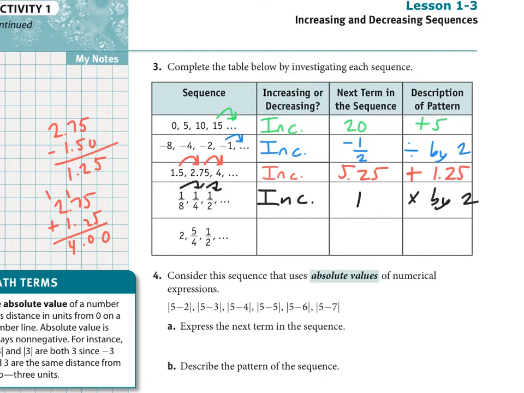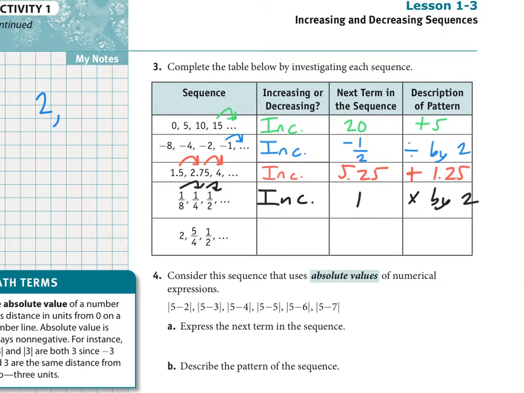Okay, and then for the last one here, let's give ourselves some room and erase some of this. We're going from 2 to 5/4 to 1/2. One thing you can do, if you want to, is think of these as decimals, right? So to go from 2, so 5/4, right? Let's think about what 5/4 really is.